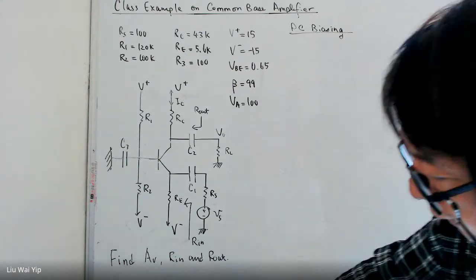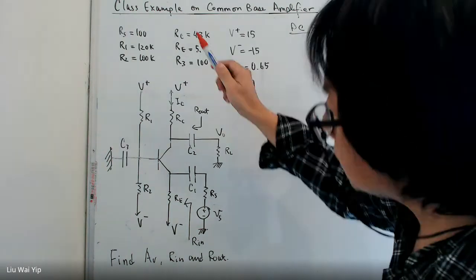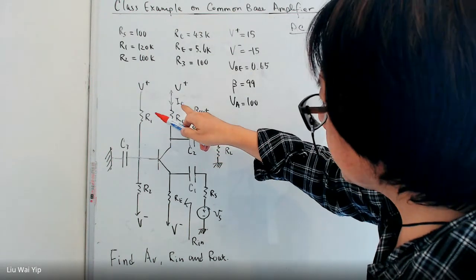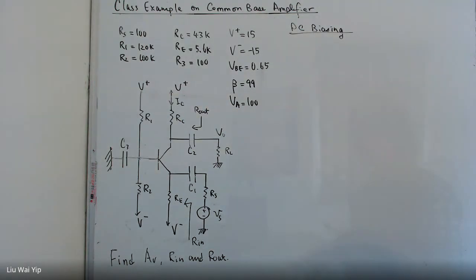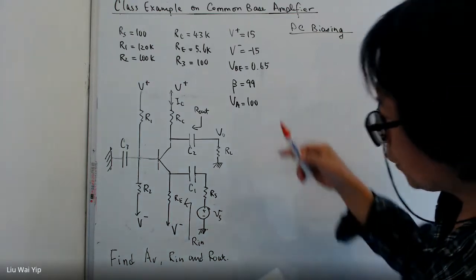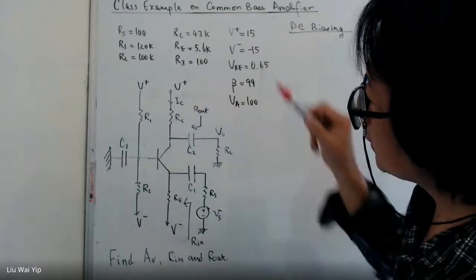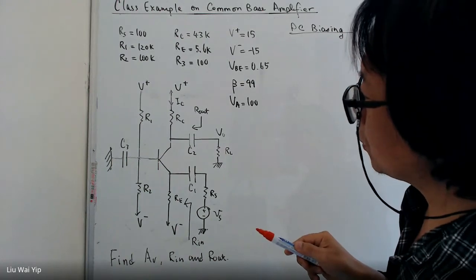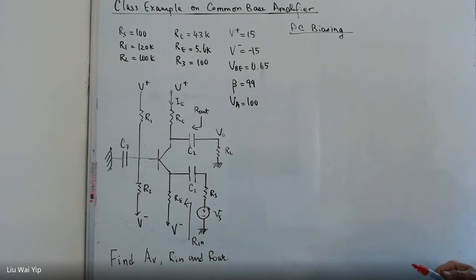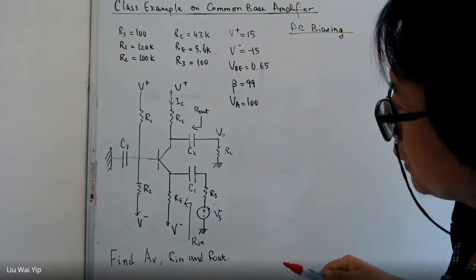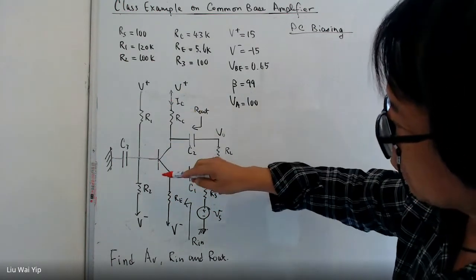Another thing is the question does not provide any data about IC, the collector current. And in order to work out all these parameters, we need the collector current, but unfortunately, we don't have this. So what we need to do is work out the DC bias level.